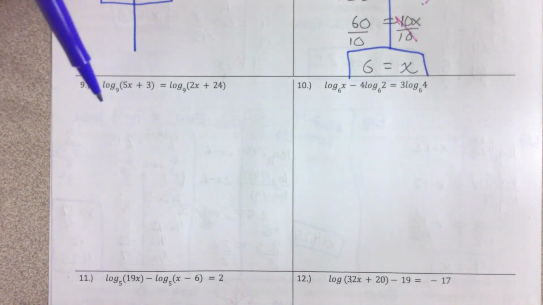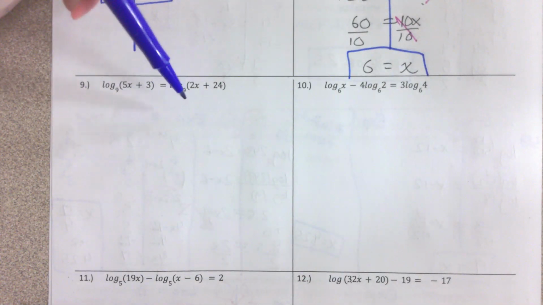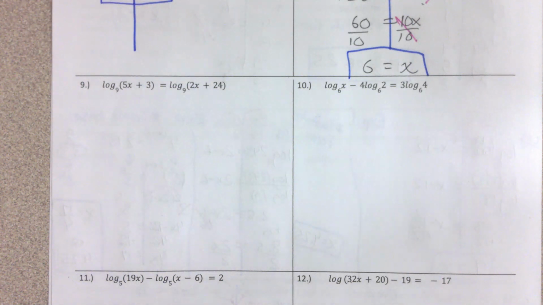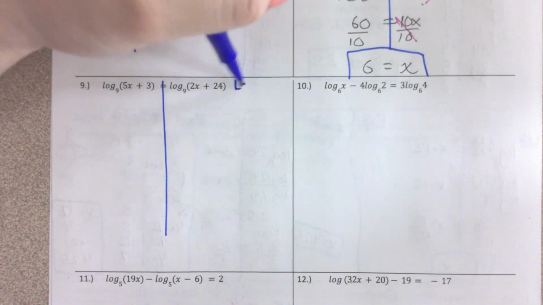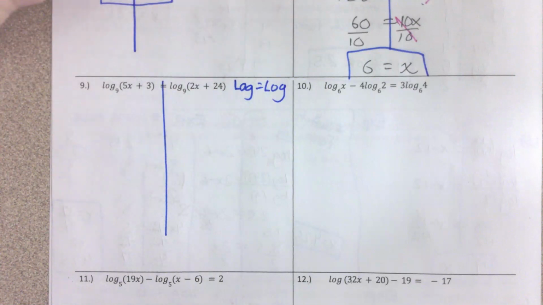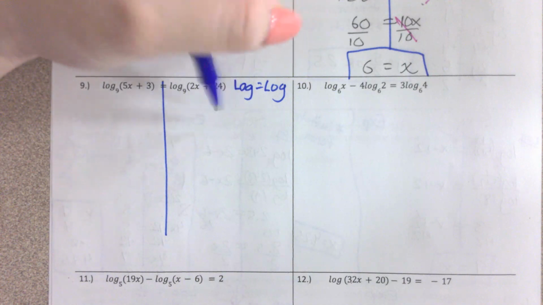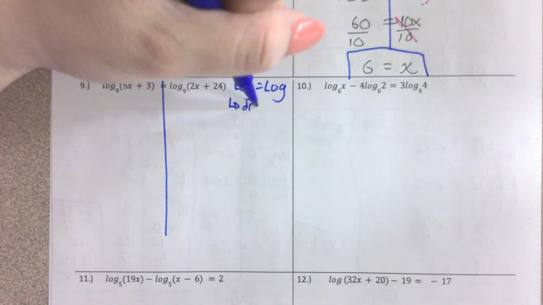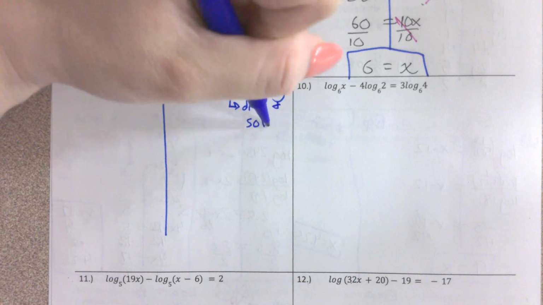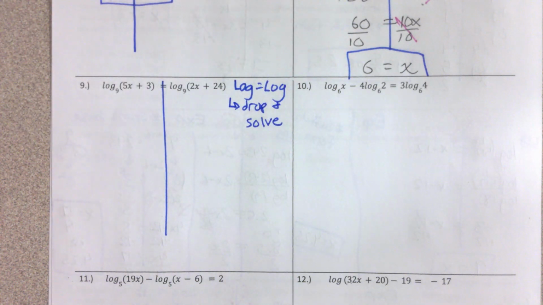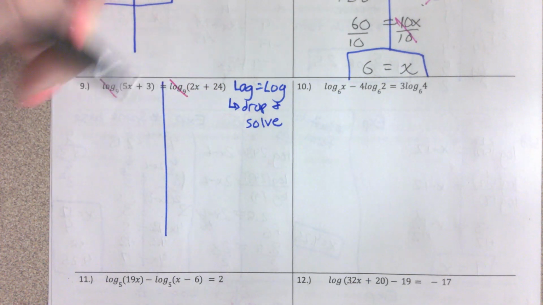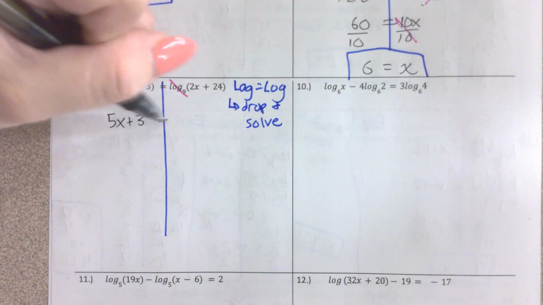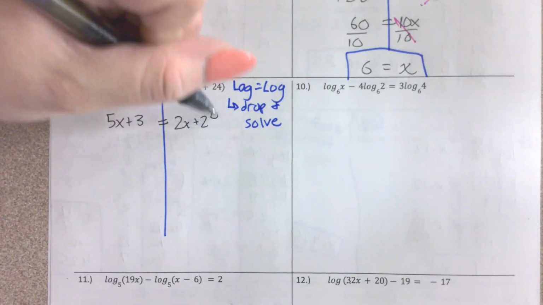Number 9, log base 9 of 5x plus 3 equals log base 9 of 2x plus 24. I'm going to split this real quick. We have a log on each side. That's good, and that's called log equals log. When you have log equals log, you only have one option. That is drop the logs and solve. So since I have the same log on both sides, I could just cancel out those logs. And I'm left with 5x plus 3 equals 2x plus 24.